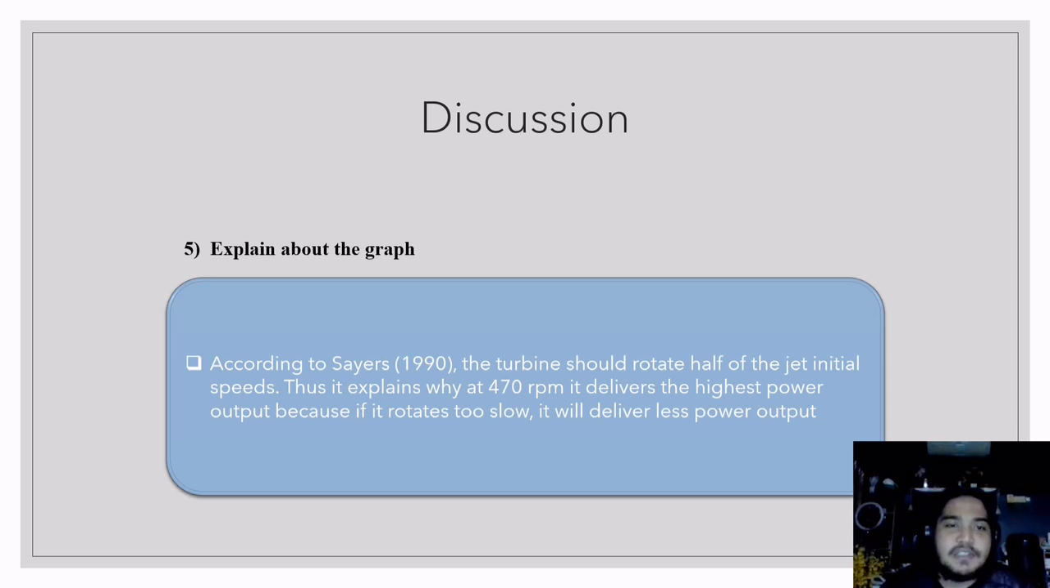The last question for the discussion is to explain the graph. This explanation is based on the last graph, which is graph 5.3. According to CS 1990, the turbine should rotate at half of the jet speed. Thus, it explains why at 470 rpm it delivers the highest power output, because if it rotates too slowly, it will deliver less efficiency. Meanwhile, if it rotates too fast, the bucket scoop will not catch the water jet that shoots the water at high velocity towards it. Thus, the efficiency will become zero.